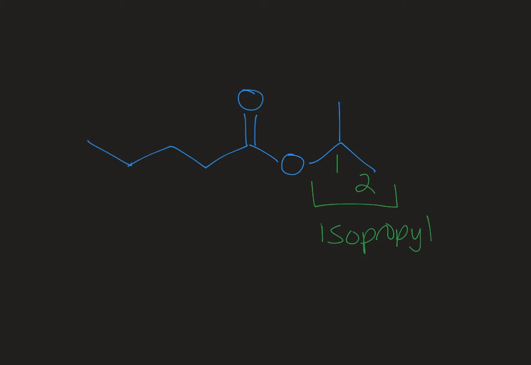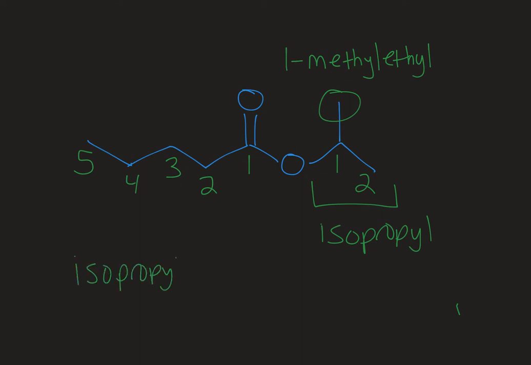You start numbering at the carbon that's connected to the oxygen, and then this guy would be a substituent on your substituent. So this would be a 1-methylethyl. So if you forgot the common name, you could always do it IUPAC style. Then if we look at the rest of the chain, we start numbering at the carbonyl compound. So we get 1, 2, 3, 4, and 5. So that's going to be a pentanoate. So if we use the common name, this would be an isopropyl pentanoate.